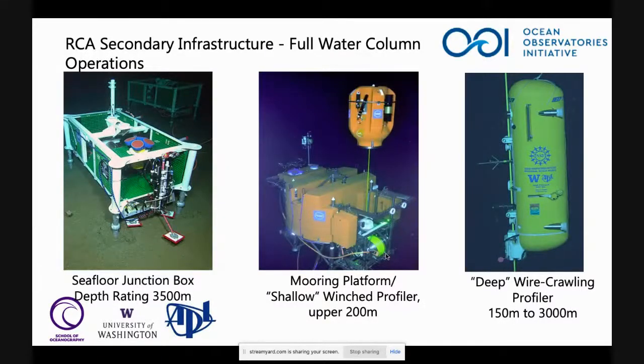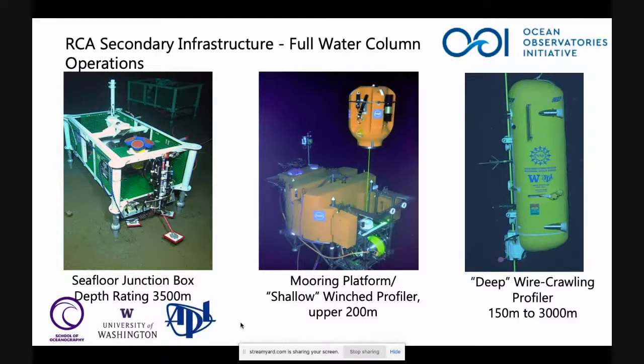So the secondary infrastructure really gives us a full water column impact. So we can operate at the seafloor. And so there you see an image of a seafloor junction box. We have those installed down to almost 3,000 meter water depth. And you can see here that they're made to connect together as well.